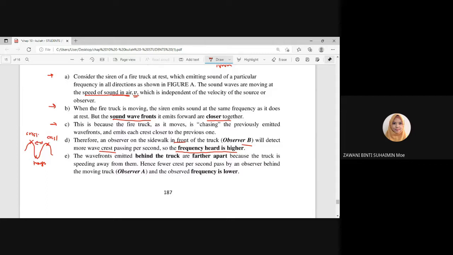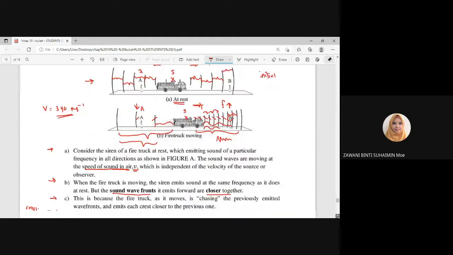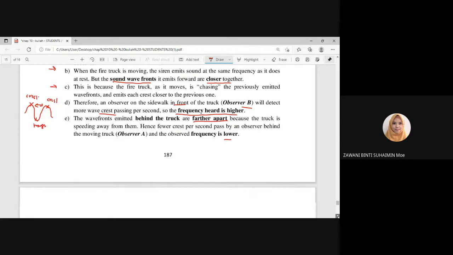Okay, so wavefront emit behind the truck is farther apart. So sebab tu dia lukis wave ni menjauhi di antara satu sama lain yang bahagian sini lah. Okay. So because of the truck is speeding away from them, hence fewer crests per second pass by an observer behind the moving truck, iaitu observer B, and the observed frequency is low. Okay, sebab apa? Sebab frekuensi yang didengari oleh yang belakang truk tu semakin kurang. Macam tu. Okay, so sebab tu dia dengar bunyi yang semakin perlahan.